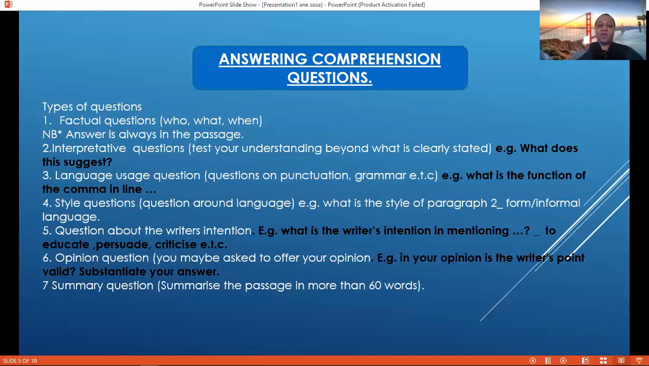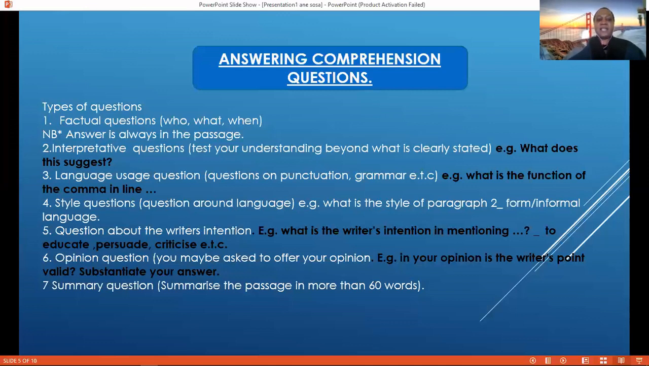Number six, opinion questions. You may be asked to offer your opinion. For example, in your opinion, is the writer's point valid? It could be yes or no, but note you always have to substantiate your answer. Give reasons why you agree or you disagree. That is to substantiate.